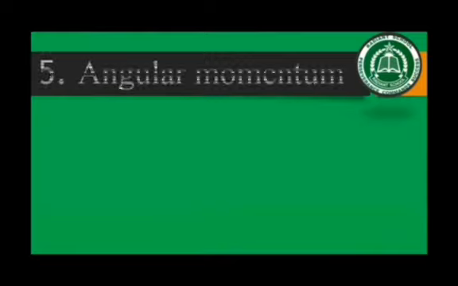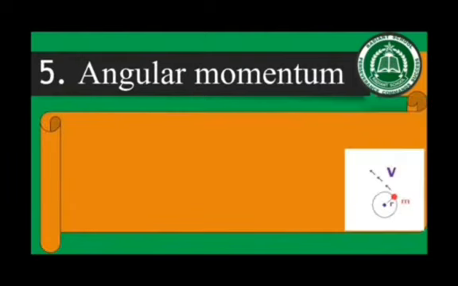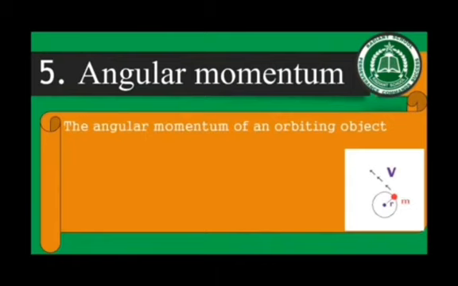In the next postulate, we will discuss in which orbit the electron revolves. To understand it, first discuss angular momentum. What is angular momentum? Angular momentum of an orbiting object. What is orbiting? The electron is orbiting. So we are talking about the electron. It is equal to the product of its mass, the mass of the electron, and velocity. What is velocity? It is the speed of an object in a given direction.